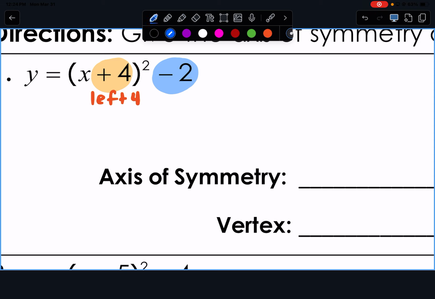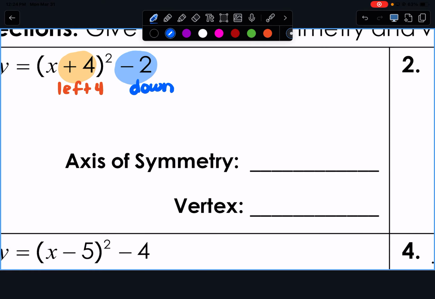So where is that vertex going to be? Negative 4, negative 2. So we should write that as (-4, -2). Now, axis of symmetry is just whatever the x coordinate of our vertex is. So it's x equals -4. So by looking at just those two transformations, we can find the vertex.